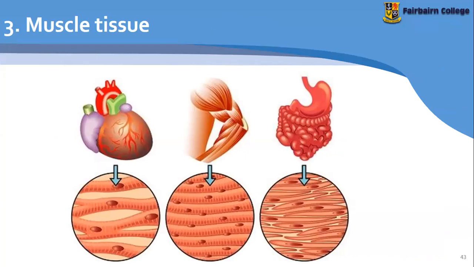Here you can see the three types of muscle tissue that we discuss. Here you have the cardiac tissue, the heart muscle. Then you have the skeletal muscle, those are the muscles that you use every day to move things and move yourself around, the muscles attached to your skeleton. And then the last one is the muscles you find in your organs, and these are called smooth muscle.